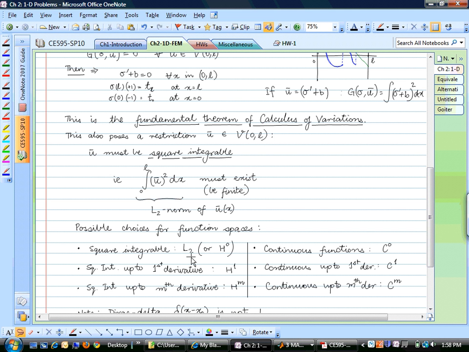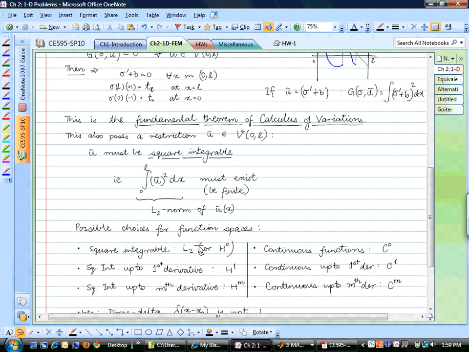So some of the function spaces that people choose in finite elements. This is called the L2 space, and the reason it is called the L2 space is because if you give me a function, there is a norm. Norm means some measure of how big that function is. This norm is called the L2 norm. So if this norm exists, then that function belongs to the L2 space.